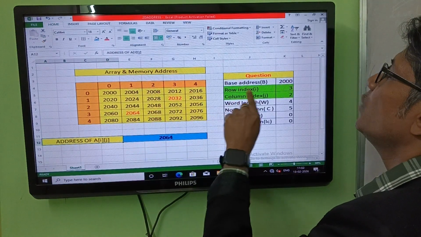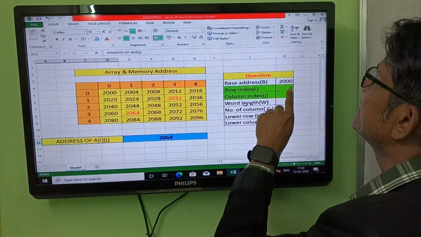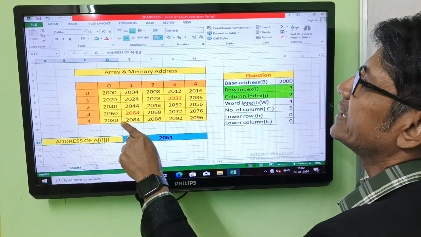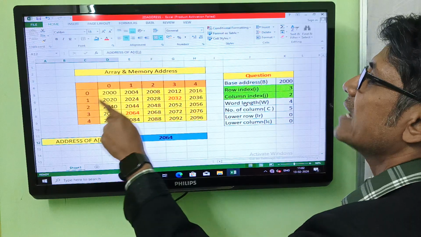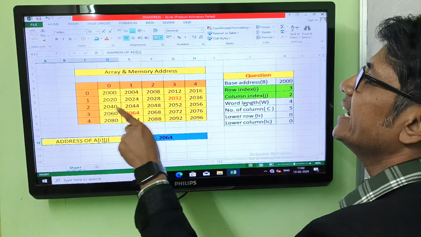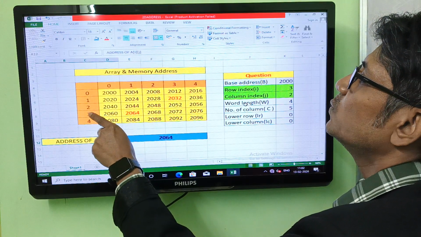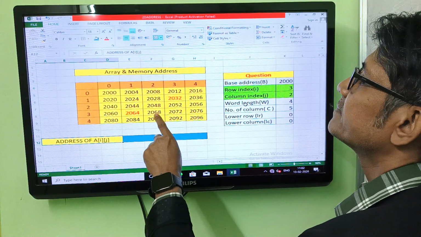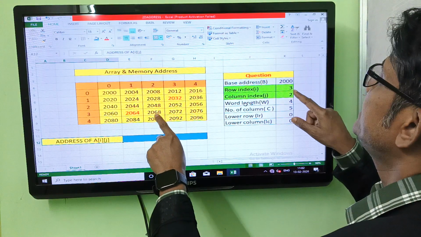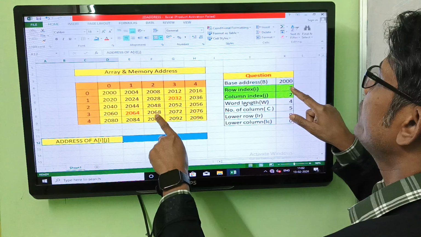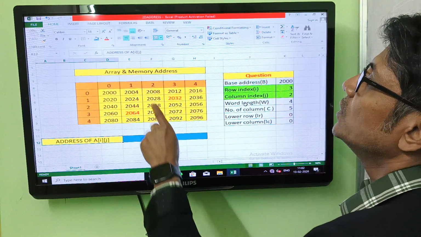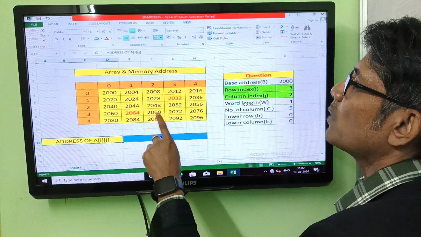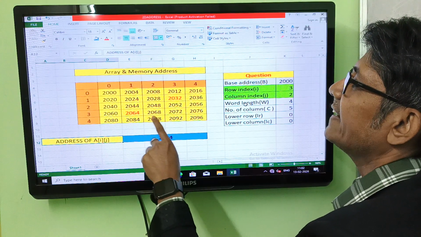Question: row index I is 3 and J is 2. I3 means row 3, and J2 means column 2. Where is J2? J2 is here. It is row 3 and column J is 2. J is 2 is here. That means this one, 2068.